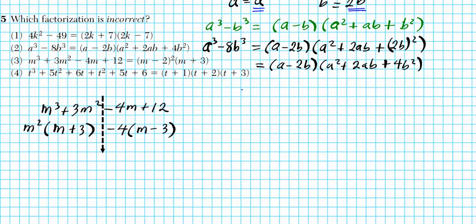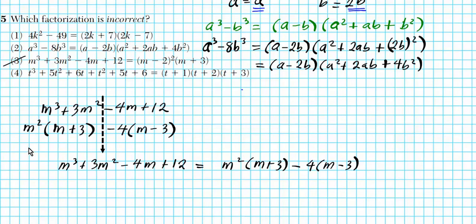Okay? Okay, so what do we have? This one, m to the third plus 3m squared minus 4m plus 12. How's the factored state? M squared times m plus 3 minus 4 times m plus 3. And that's about it. Okay? Does it matter what we have there? Absolutely not. So this is the correct answer. That's the one that's incorrect.